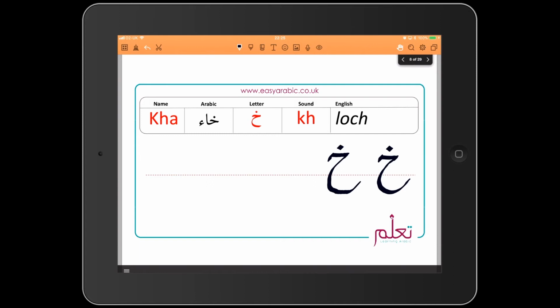Kha. And again, kha. And again, maybe I don't need to take it so high. Kha. You just got to make sure that it is evenly spread out from the top and the bottom. Kha. Yeah. And so the next letter that we are going to do is the letter dal.